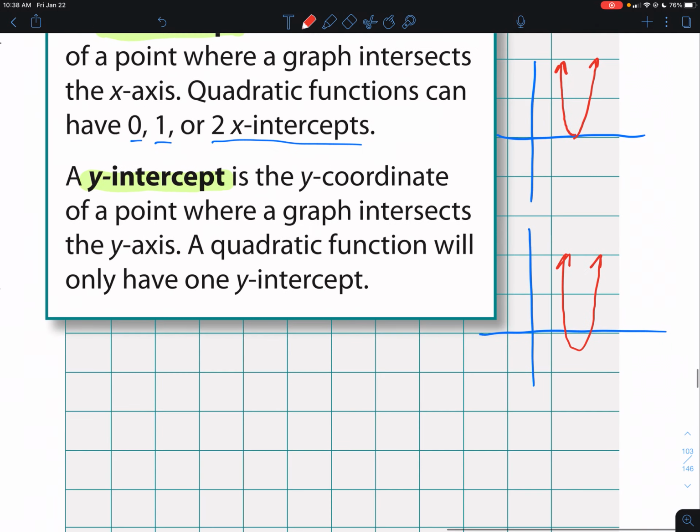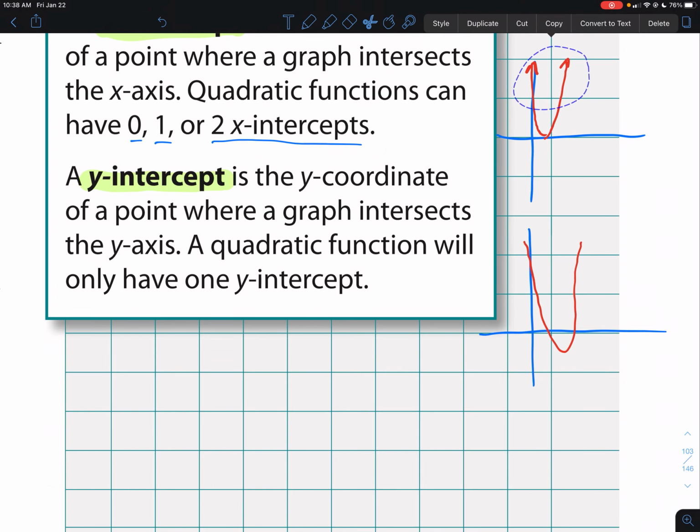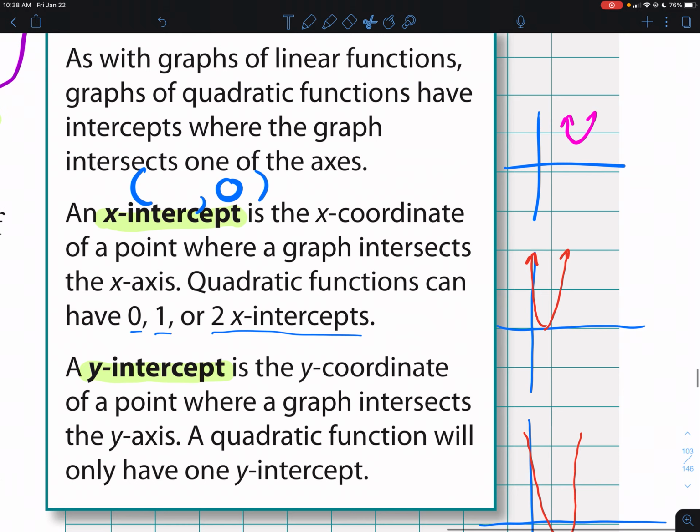Y-intercepts, on the other hand, all quadratic functions are going to have a y-intercept, whether you see it or not. So on this one, they do get wider as they go up. So eventually, it's going to look like this. Or for this one, it would look like that. They all have y-intercepts, whether you can see it when you graph it or not. Okay, and all y-intercepts will have 0 as their x value.